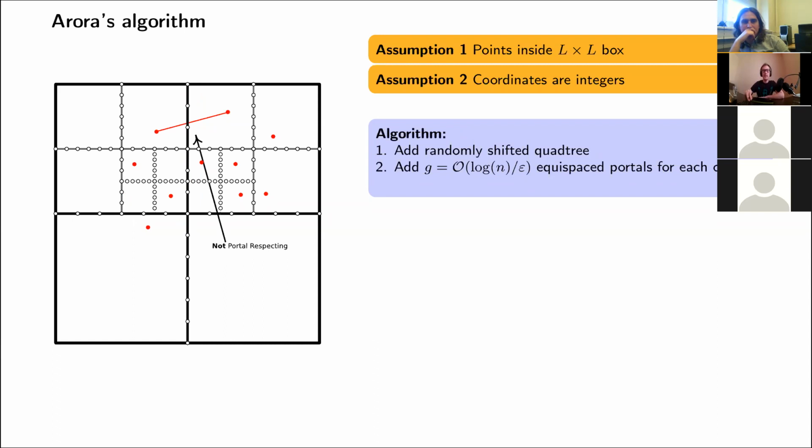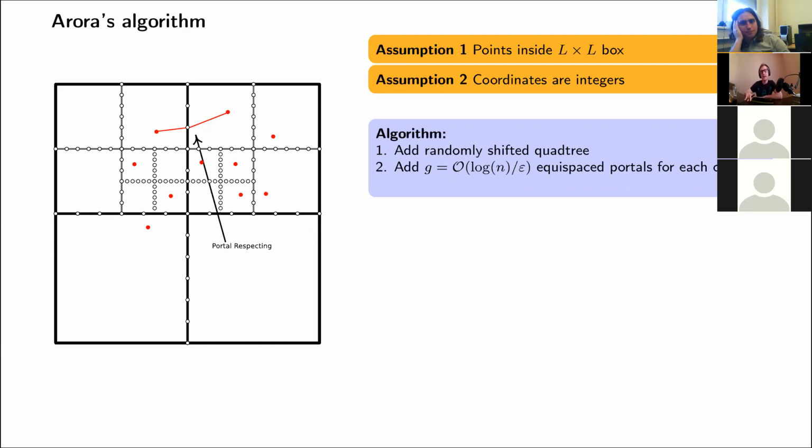And now let's define what is a portal respecting segment. A segment is just an edge, a line that connects 2 points, and this line is not portal respecting, because it is crossing a quad tree cell not in the portal. So we can make this line portal respecting by bending it. This line now is portal respecting because it crosses a quad tree exactly through the portal.